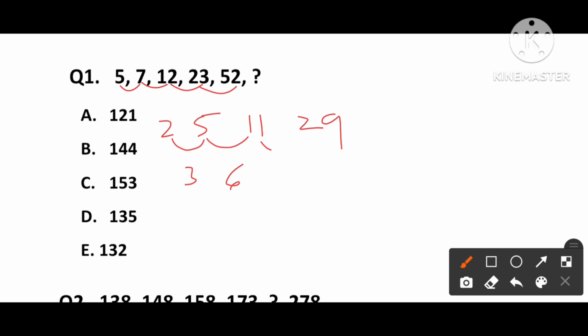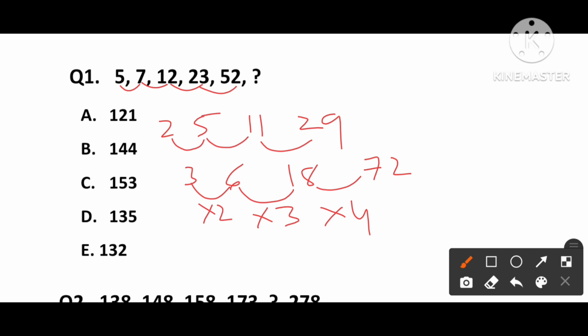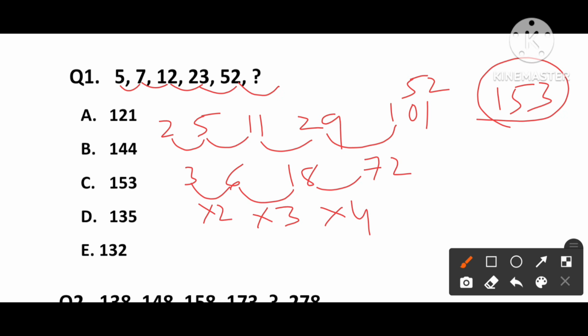The difference is 6, 18. So 3 2 times 6, 3 times is 18. So it must be into 4 times. 18 4 times which will be 72. 72 plus 29 which will be 101. So here the difference between these two is 101, means 52 plus 102 which will be 153 is the answer. So option C is the answer for this question.